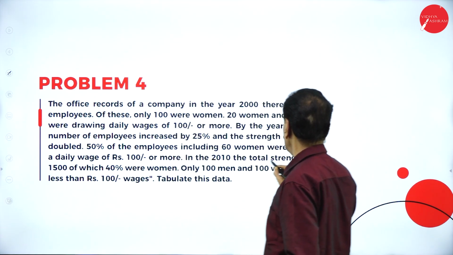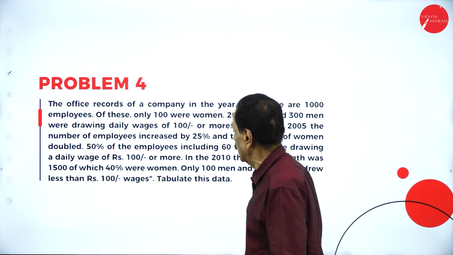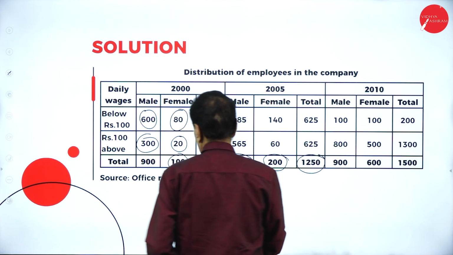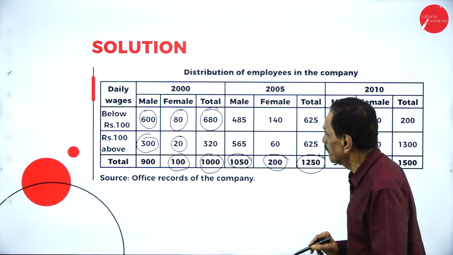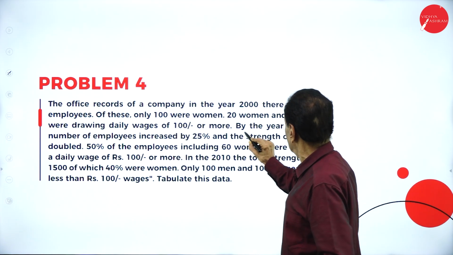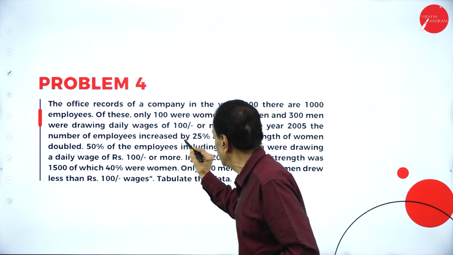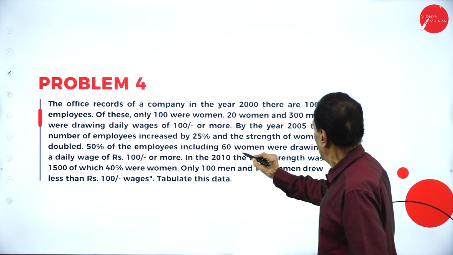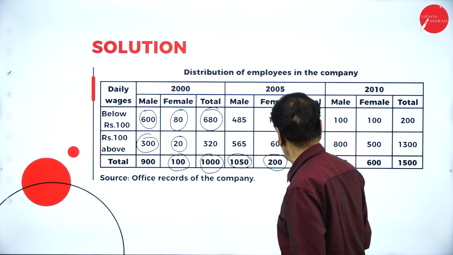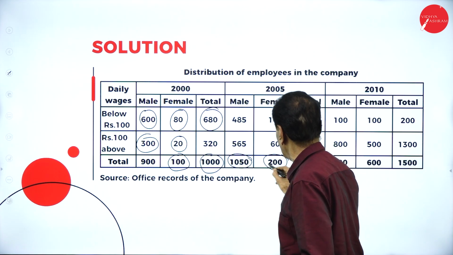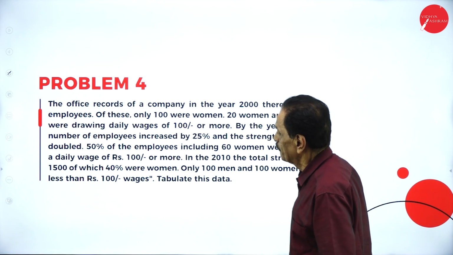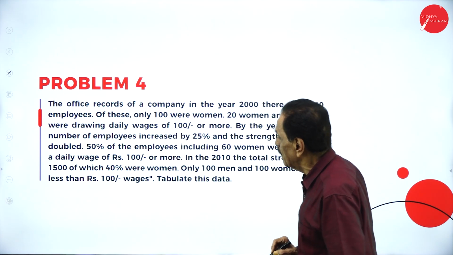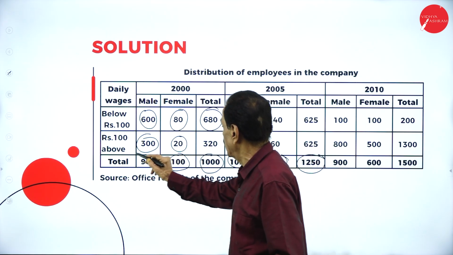In the year 2010, the total strength was 1,500. Come back here to the wording. By the year 2005, the number of employees increased by 25%, to 1,250, and the strength of women was doubled. 100 becomes 200, and 1,050 are men. Then 50% of employees, including 60 women, were drawing a daily wage of 100 or more.